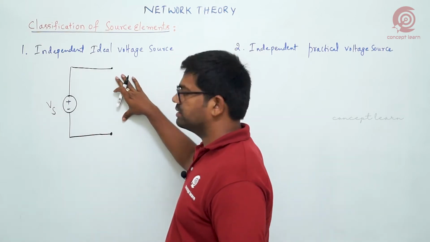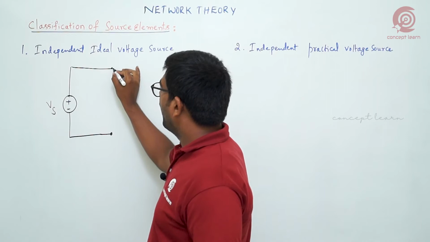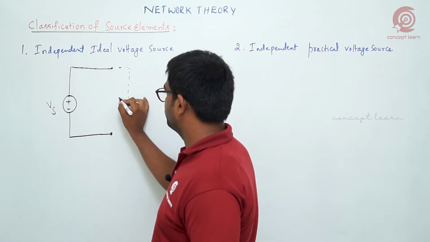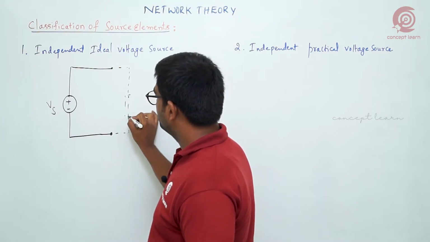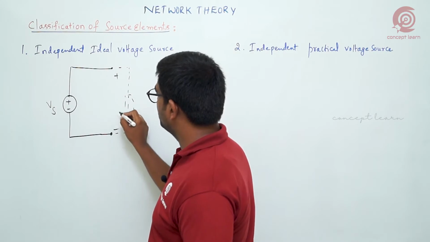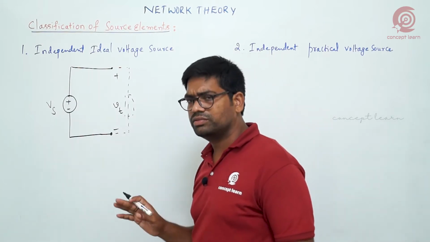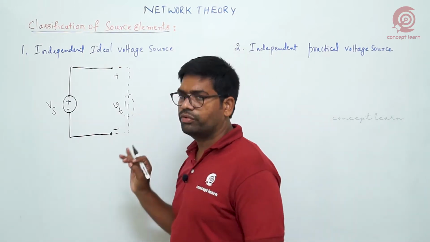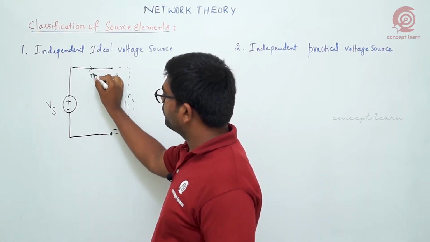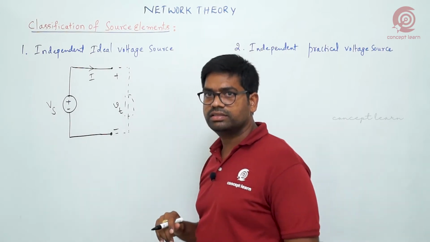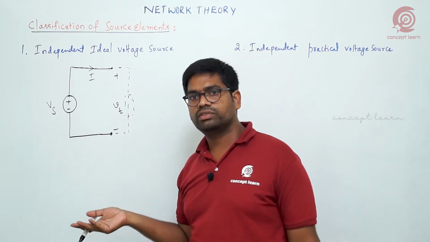Here you can connect an element or a circuit, whatever it is, to the 2 terminals. I am assuming some terminal voltage. For example, if you add any element here, the terminal voltage I am representing as Vt, which can be called terminal voltage or load voltage, whatever notation you take. And some current will be flowing through it. If you connect that element, some current definitely flows here.